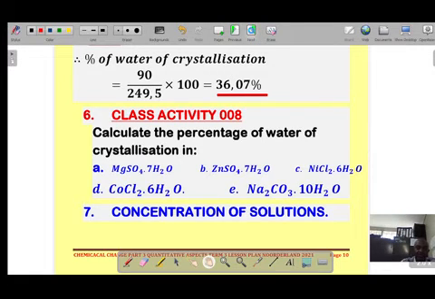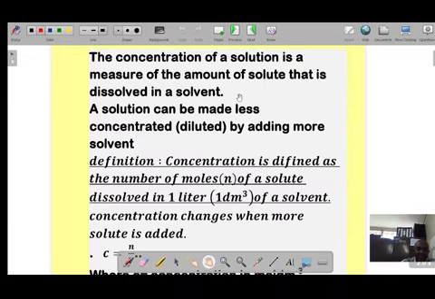Concentration of solutions. What is concentration? Now here I saw many learners having different definitions. Hey, my friends, this is chemistry. The concentration of a solution is a measure of the amount of solute that is dissolved in a solvent, and the solution can be made less concentrated by adding more solvent.